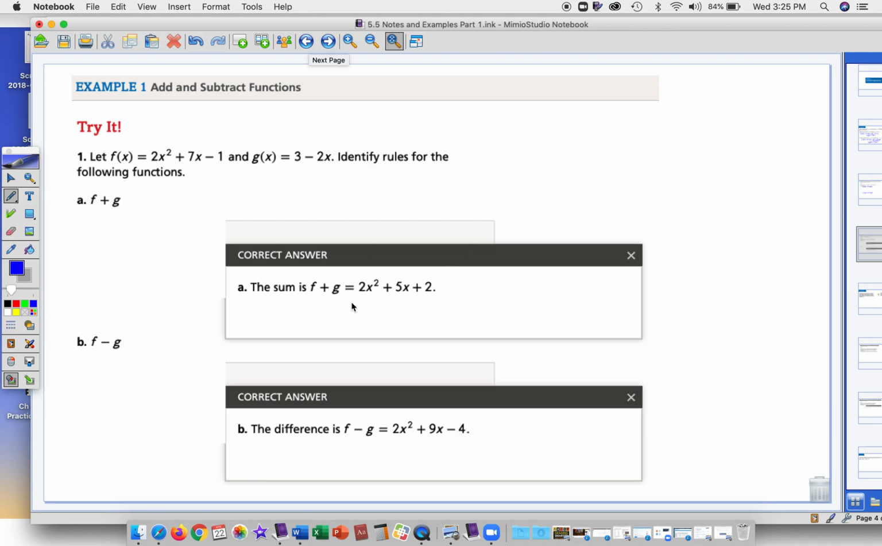Okay, so hopefully for the sum, after combining like terms, you got 2x squared plus 5x plus 2. And for the difference, 2x squared plus 9x minus 4.